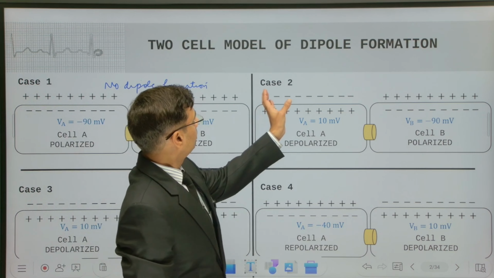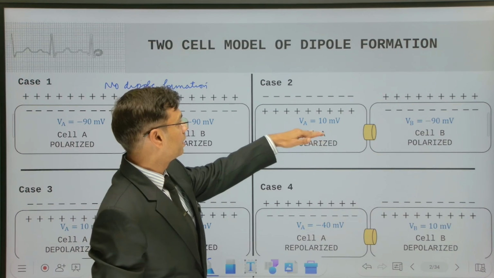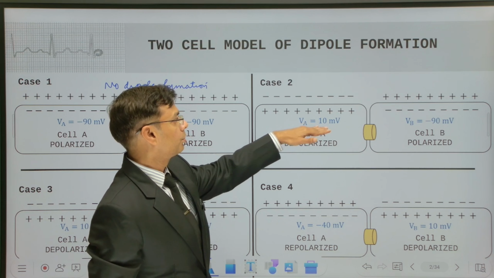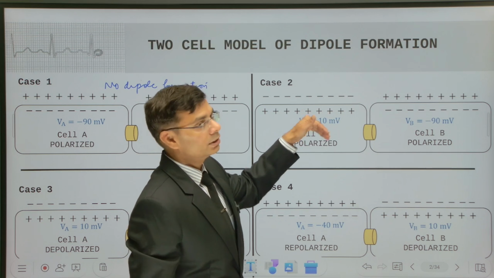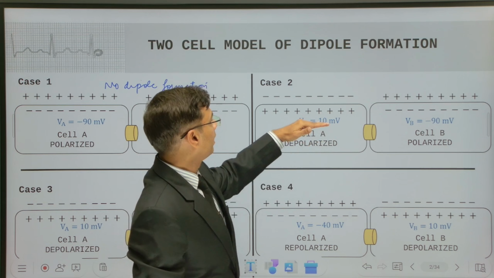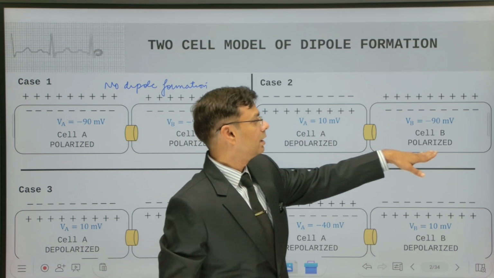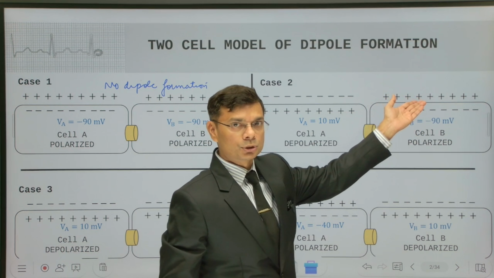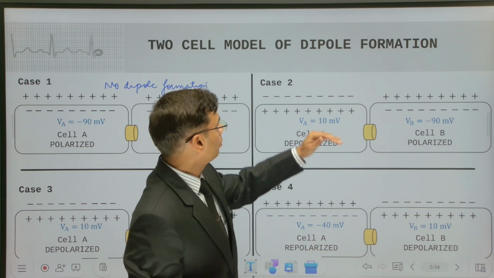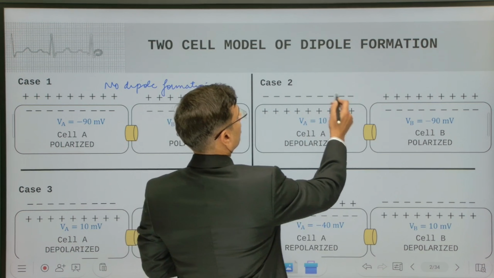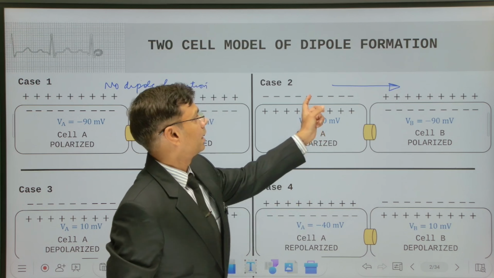In the second case, we can see cell A is depolarized. Depolarized means the inside potential got positive. But there is no need to focus on the potentials. You should think of the outside charge. Whenever this cell is depolarized, its outside charge is negative, and if this cell is polarized, its outside charge is positive. So what is the direction of the dipole? It is from negative charge to positive charge. So you have to think of the outside charge. This is a negative charge, this is a positive charge, so we can draw a dipole vector like this in this direction.